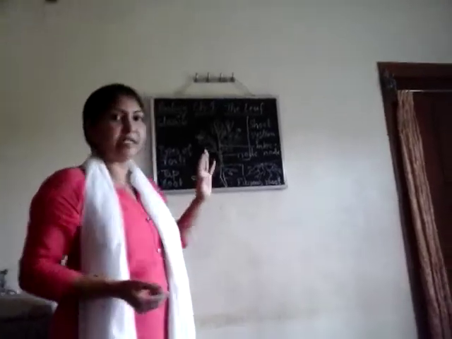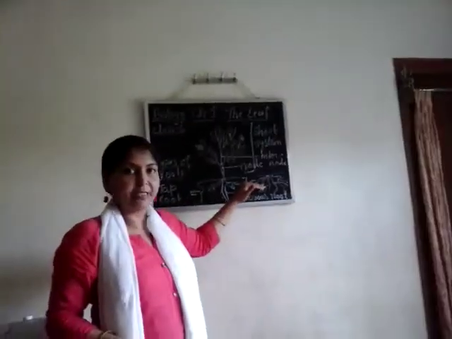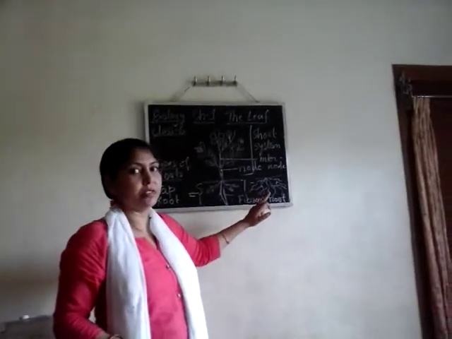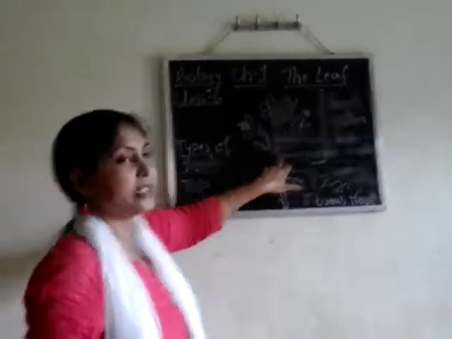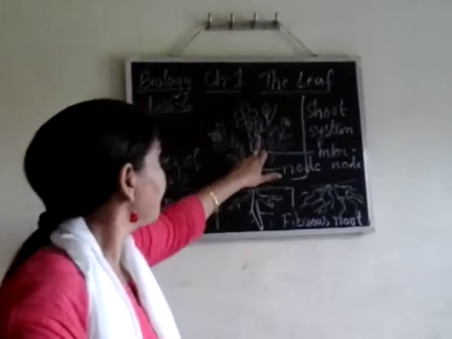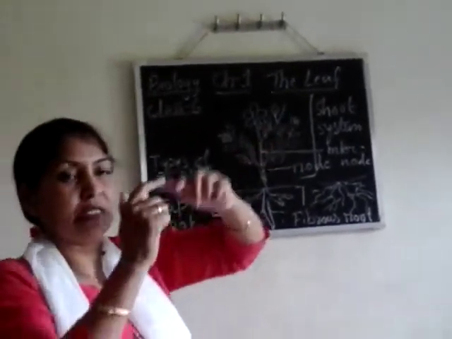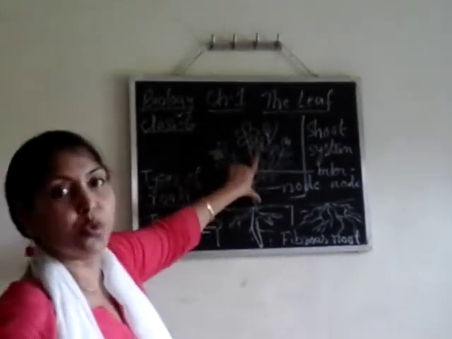Now I have already explained what are the main parts of a plant. It is the shoot system and root system. Then what is node and internode? Node is the point from where the leaves are arising. And what is internode? Internode is the gap between the two nodes.